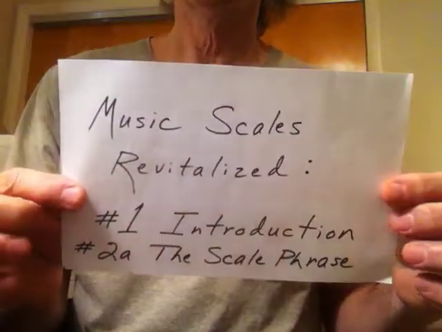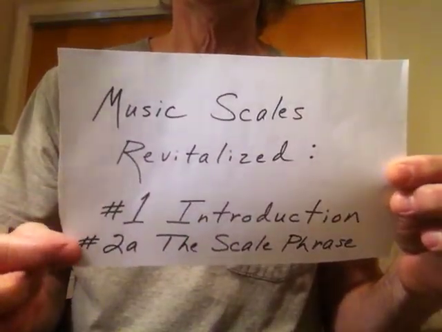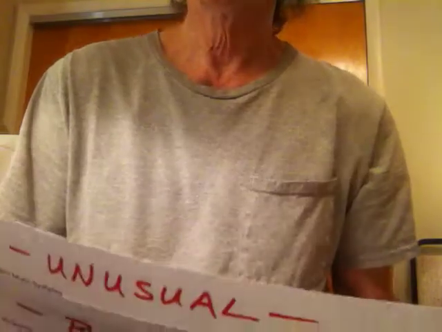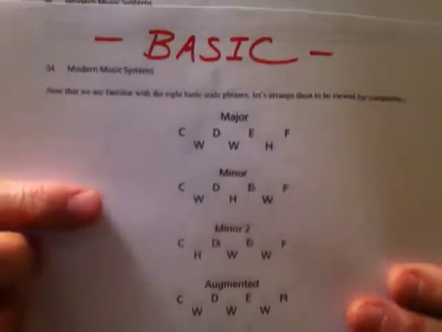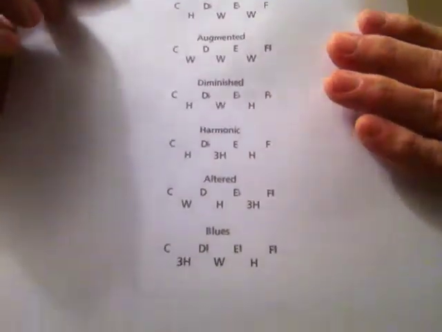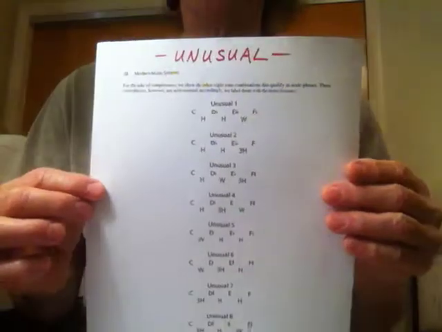In my previous videos, number 1 and number 2A, I talked about how I did a lot of research, and I studied and I thought and I got a headache, and I came up with my own scale system. All right, I talked about that, and I ended up with a foundational structure that I use in my system called a scale phrase. And I had 8 basic scale phrases. These are the ones I have. All right, and then I had 8 unusual scale phrases.